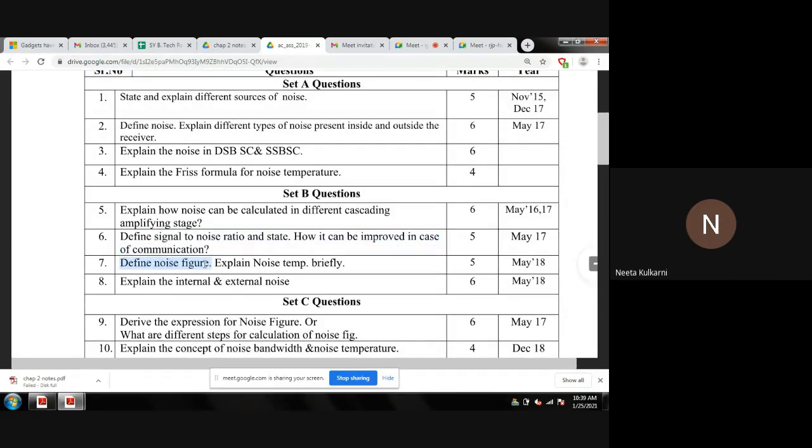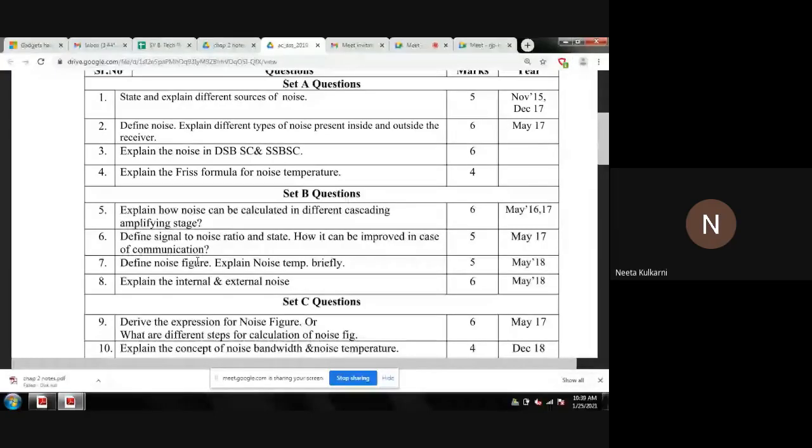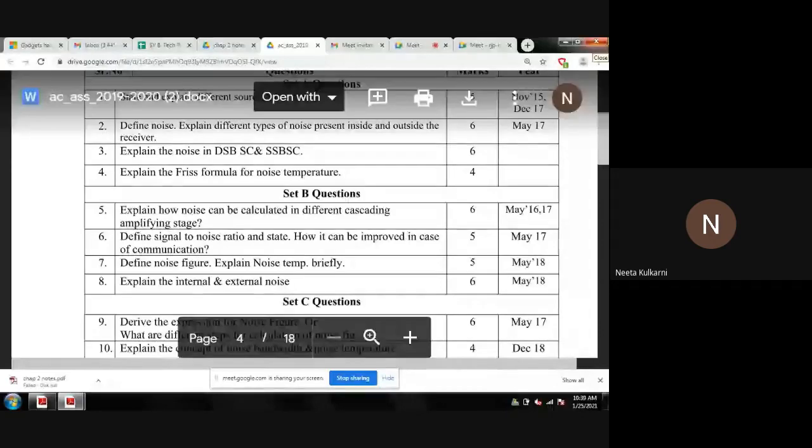Then the next question is: define noise figure, explain noise temperature briefly. Noise figure, what is the equation for noise figure? What is the symbol for noise figure? Can anyone tell? And tell the equation also. Noise figure F is the SNR of input divided by SNR of output. That is the noise figure formula.